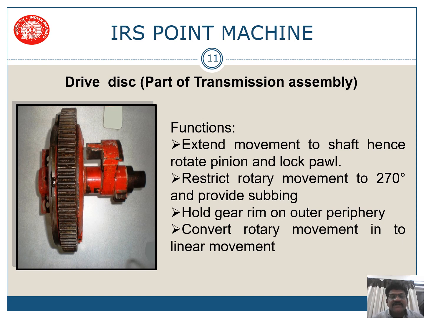Now let us go with drive disc. This is a part of your transmission assembly. Functions of your drive disc. So this is your drive disc. Extend movement to shaft, hence rotate pinion and lock pawl. So this extension is done with the help of your drive disc. Restrict rotary movement to 270 degrees and provide snubbing. Hold gear rim on outer periphery and convert rotary movement into linear motion. These are all the works of your drive disc.